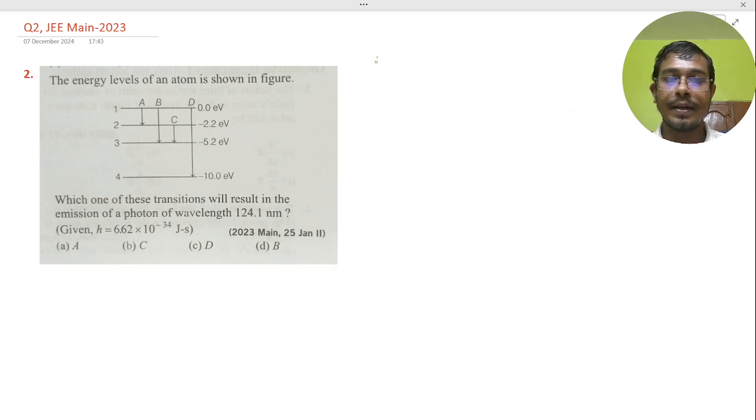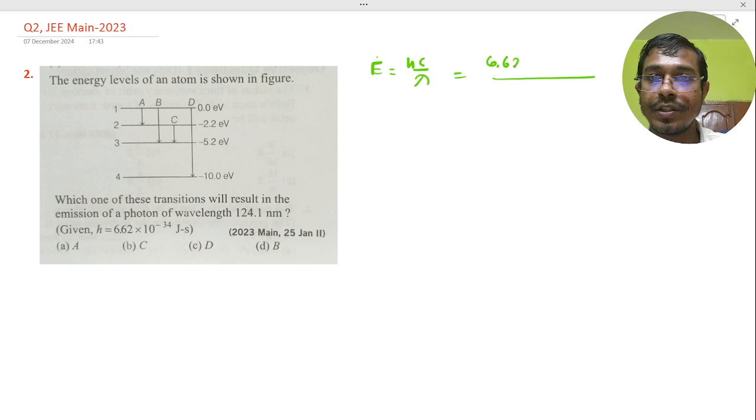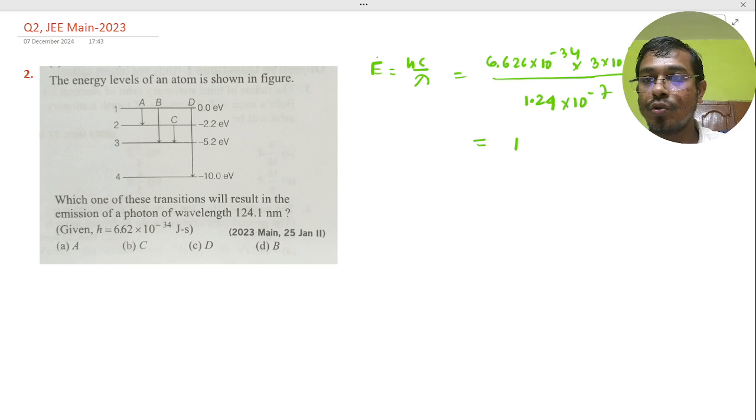Here we are given lambda and we calculate the energy. We know energy equals h c by lambda. Put in the values: 6.626 into 10 to the power minus 34, and c, the speed of light, 3 into 10 to the power 8, by lambda. 124.1 nanometer is equal to 1.24 into 10 to the power minus 7 meter, and this would become in joules. You convert joule to electron volt and you get 10 electron volt.